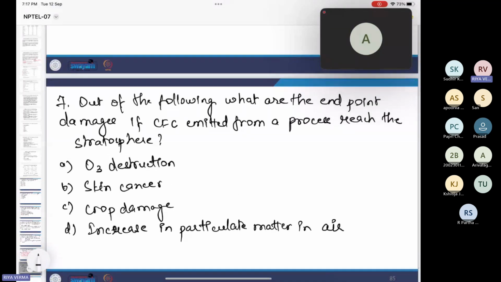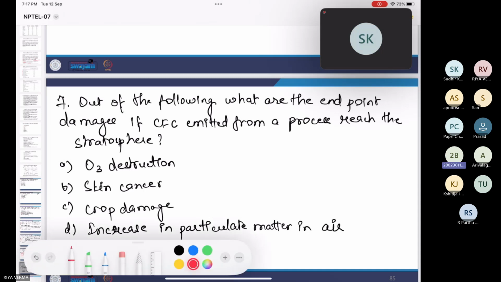Okay. So out of the following, what are the endpoint damages if a CFC is emitted from a process and reaches the stratosphere? So the options are: A, ozone destruction; option B, skin cancer; option C, crop damage; and option D, increase in particulate matter in the air. B and C. B. A.